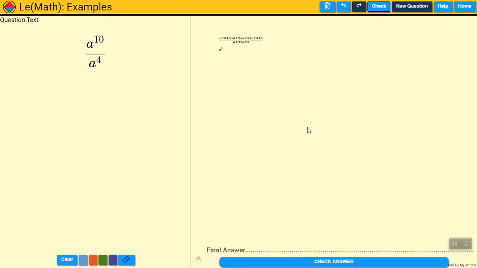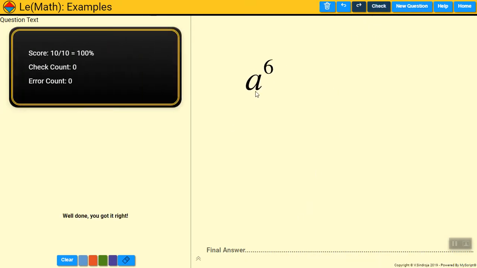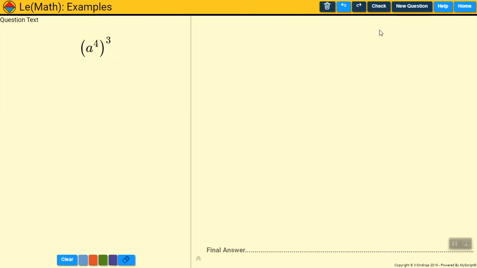And if we were to check that, okay, that does not look right to me. Let me delete that and write it bigger. A to the power of 6. If we check that, that is the answer. So rule number 2 was if you're dividing, you subtract the powers.